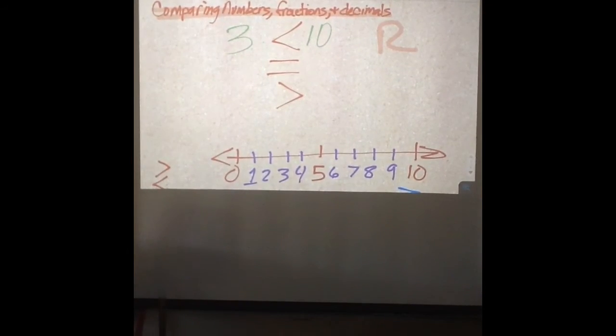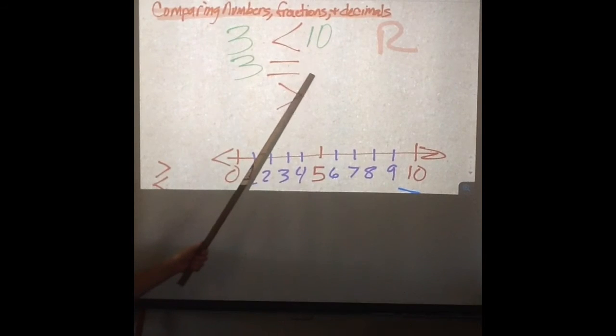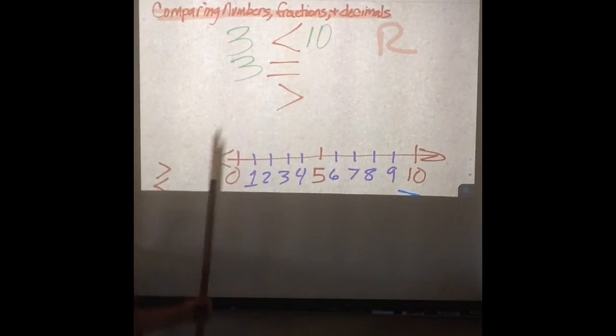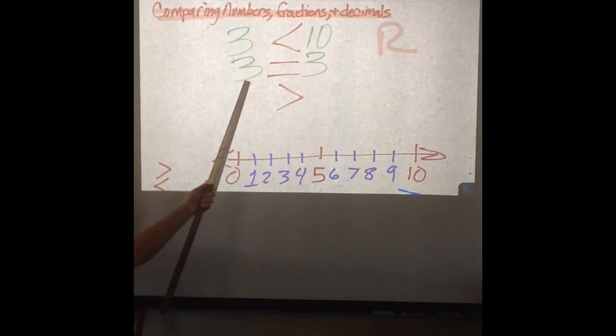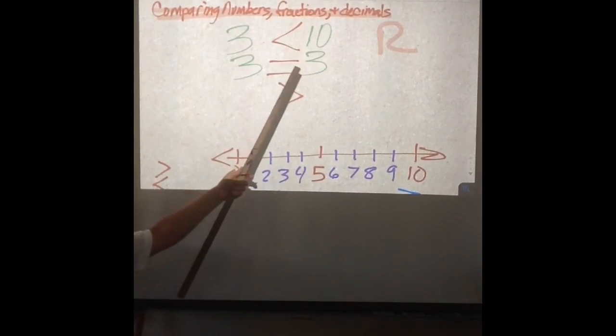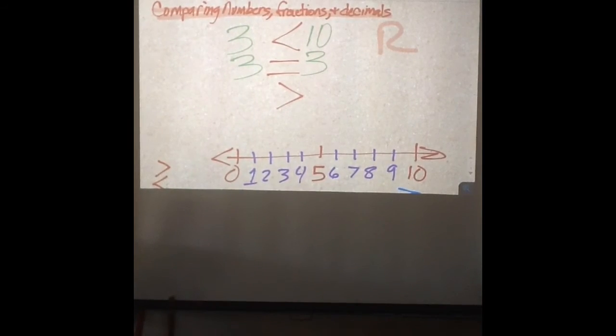Now, what if I put my 3 here? What do I have to have here? 3. And then we would read it how? 3 is equal to 3. Does that make sense? You guys know that.